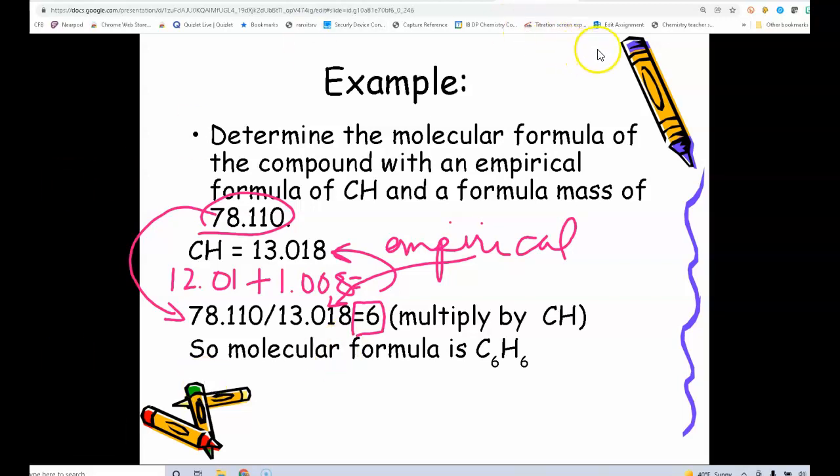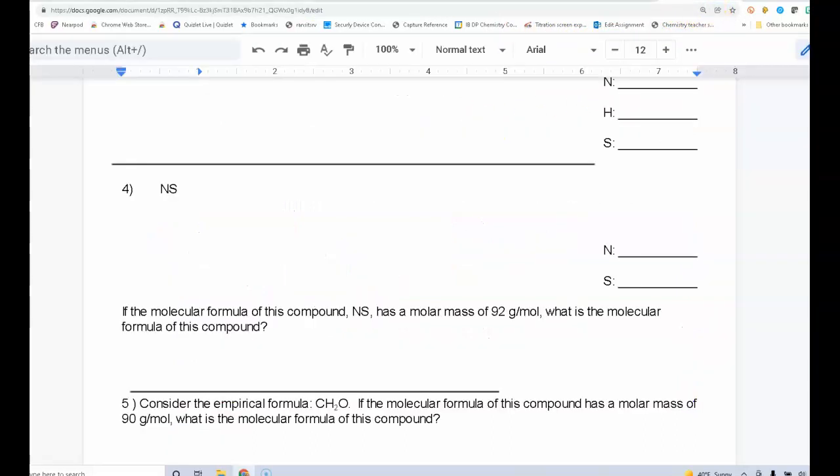So what are we going to do with this information? I would like you to try, please. Let me get rid of this stuff. I'd like you to try that yourself on these last two problems. It says if the molecular formula of this compound, NS, has a molar mass of 92 grams per mole, what is the molecular formula? And then you're going to repeat that again for a compound described in number 5.